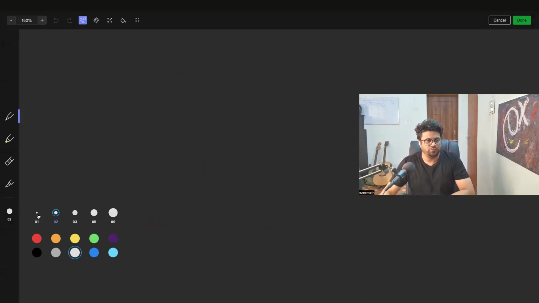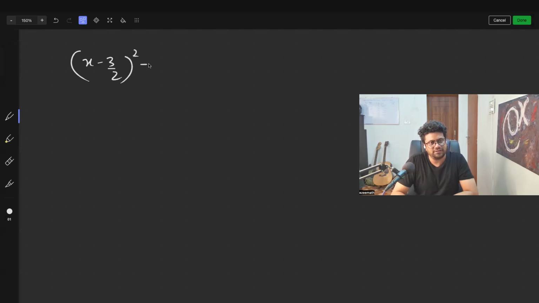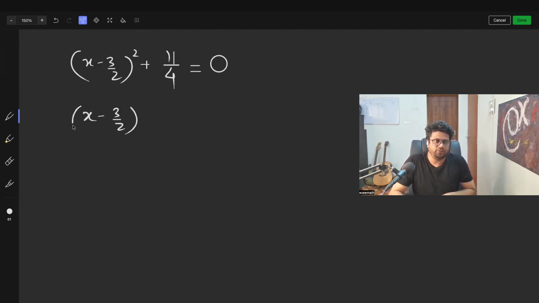So you go x minus 3 by 2 square plus 11 by 4. That is the quadratic now. We have completed the square of it. You want to solve it, equate to a 0. Next, you go x minus 3 by 2 whole square equals minus 11 by 4.